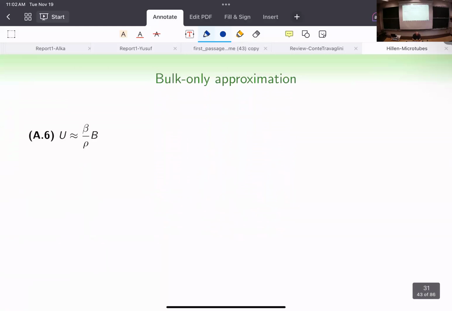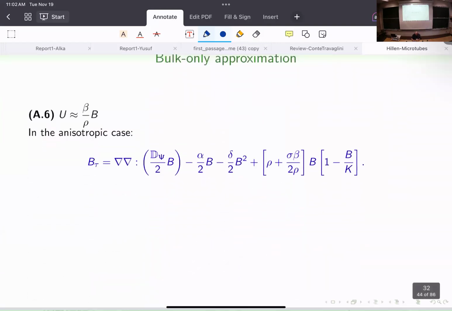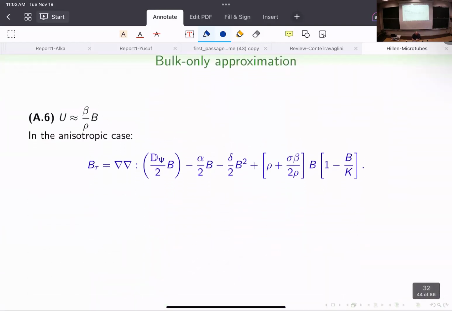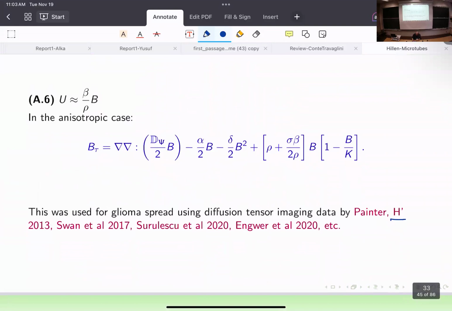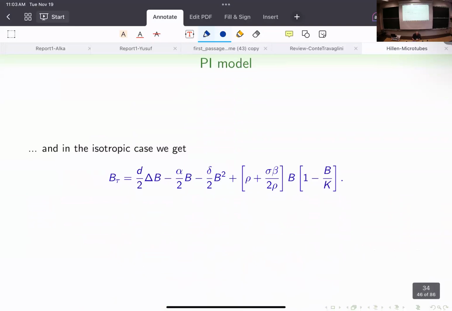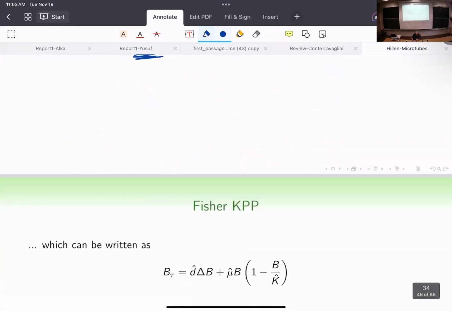And then a final step is we can assume that the tips and the bulk are related. In fact, if we look at the images, we can see that the bulk cells have 3 or 4 microtubes. So the relation is about 4. And if we use this in our equation, then we get an equation for B alone for the bulk, either in the anisotropic case or in the isotropic case. So here it's the anisotropic case, and that's the model which was used by myself with Painter, Swan, Sorolescu, Engber, etc. Or the isotropic case here, which is used by Swanson.